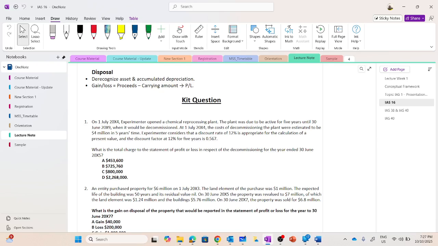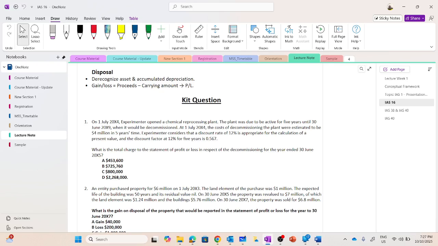On 1st July 20x4, I'm going to read it, not solve it. An entity opened a chemical processing plant. The plant was due to be active for 5 years until 30th June 20x9. From the 1st of July 20x4 to 30th June 20x9, it's 5 years, when it will be decommissioned.